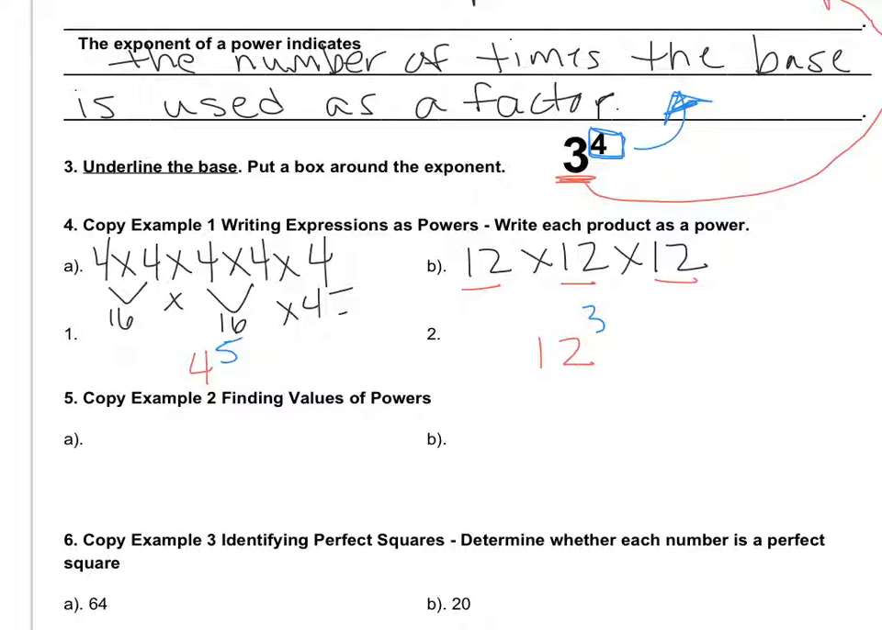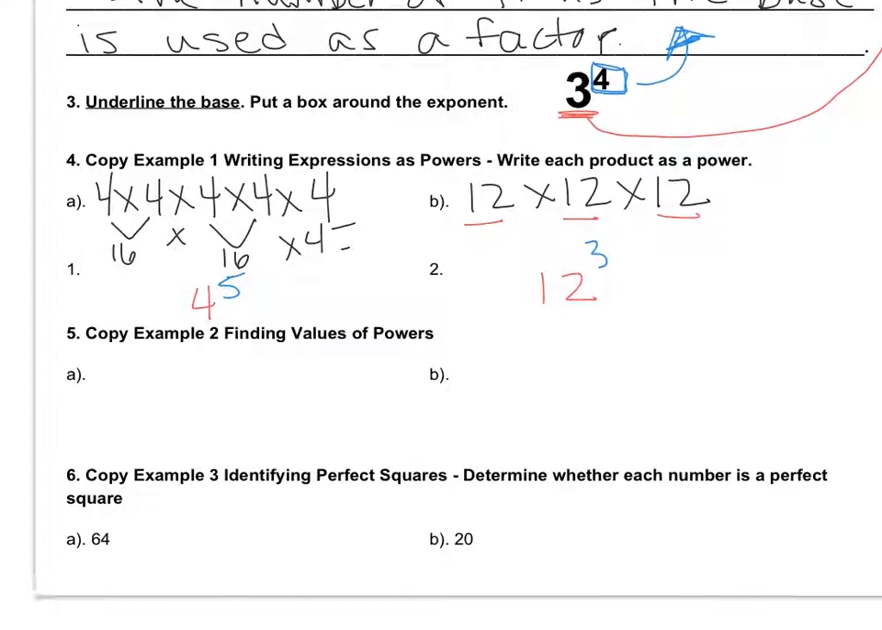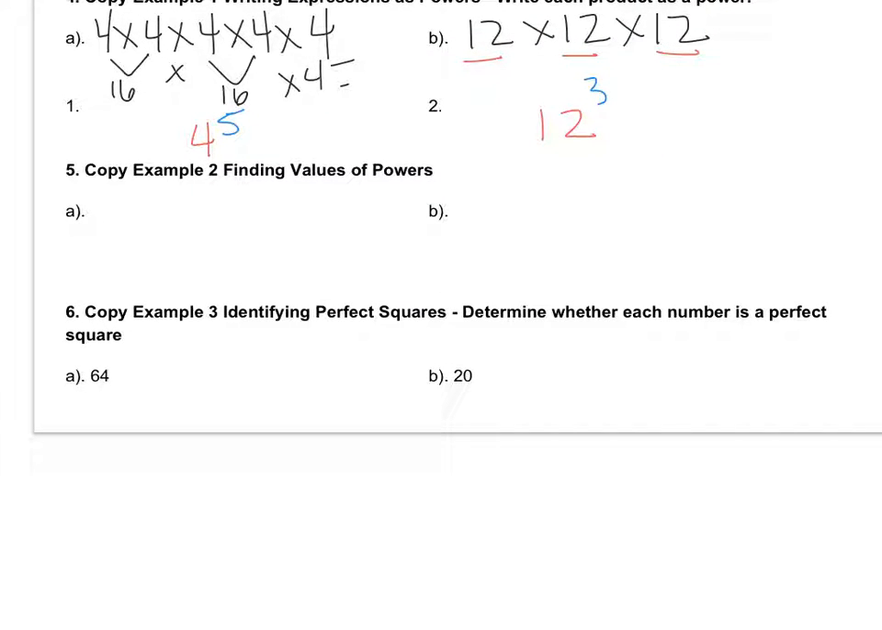Now, if we take a look at number 5, where it says copy example 2, finding the values of powers. Now, this is something that will be a little more difficult for us, and there will be a time for you to use a calculator when we're doing this, and we'll also talk about how to do that using your multiplication chart. So let's take a look here at the bottom of page 12 for example 2.